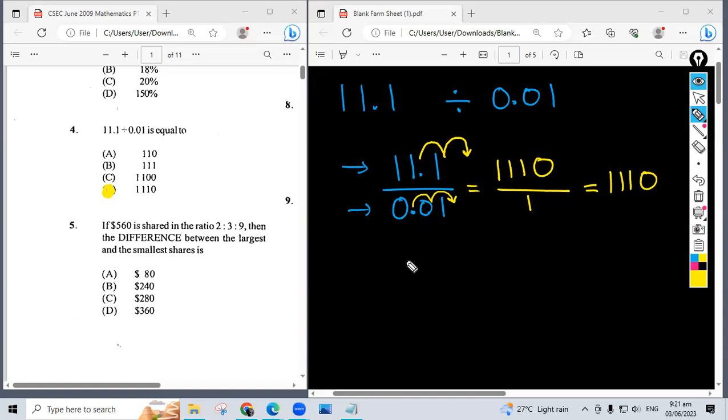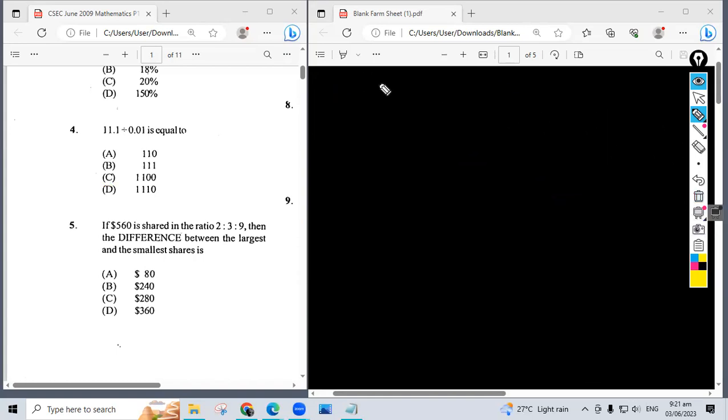You have $560 and it goes in a ratio 2 to 3 to 9. They want the difference between the largest and the smallest share. All right, so let's put that on the board here. You have $560. It's probably being divided between 3 people because there's 3 values in the ratio. So the values are 2 to 3 to 9.